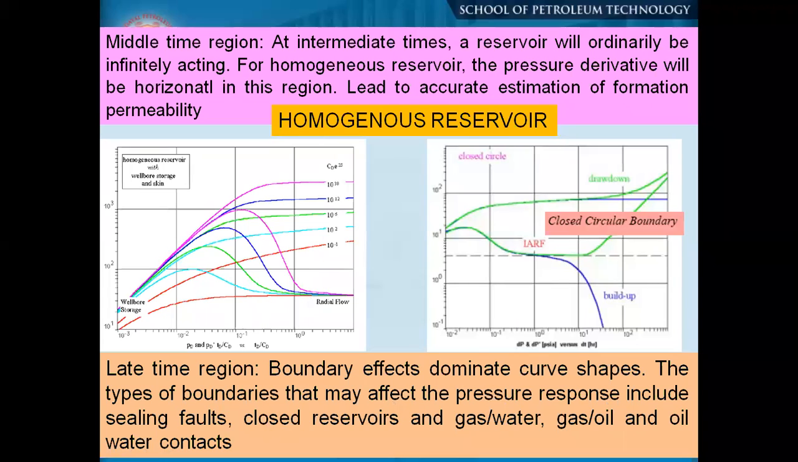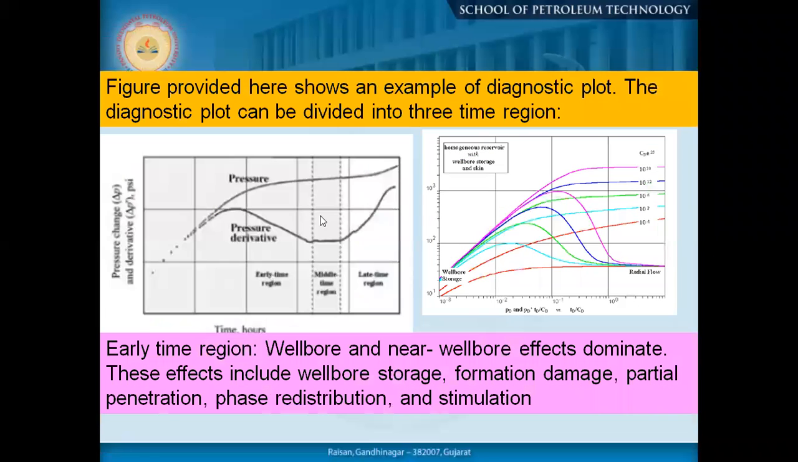So let's go back to this graph. Okay, so what you see here, this is the early time region. In the early time region, we got a graph like this, but we may get different shapes depending on the formation damage, partial penetration, phase distribution, stimulation, fracturing, fractured well. Okay, so that also may vary. So this is a very simplistic form, having basically volumetric reservoir support, or maybe volumetric wellbore storage support.